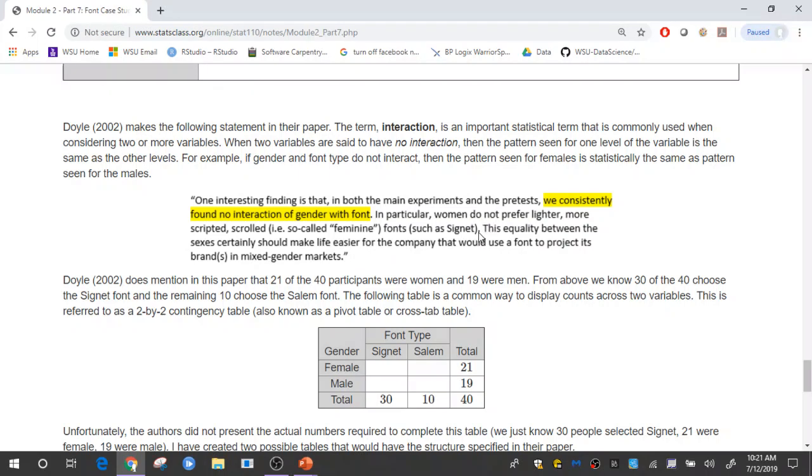They also go on to say that this equality between the sexes certainly should make life easier for the company that would use a font to project its brands in mixed gender markets. So what that means is that they don't have to worry about who is buying that box of chocolates. The effect is going to be the same across both genders.